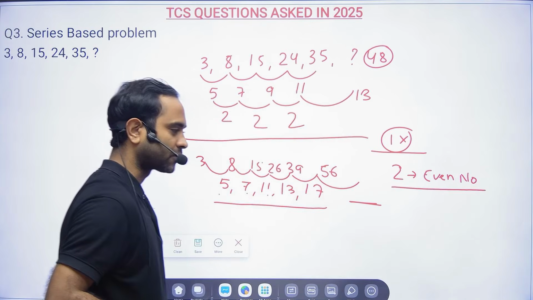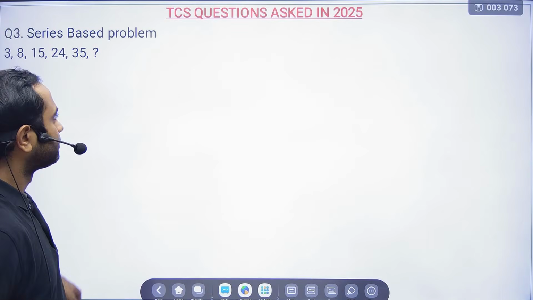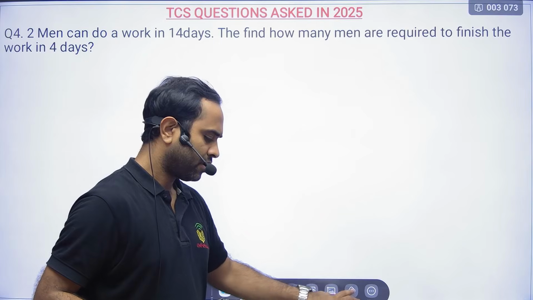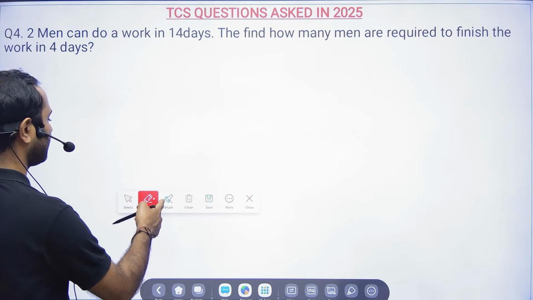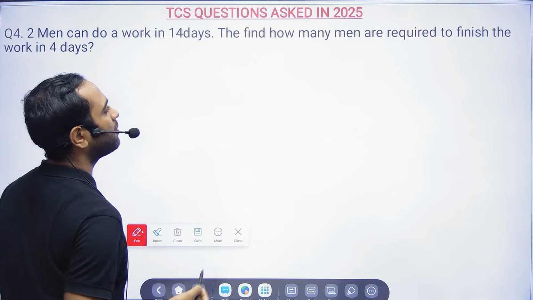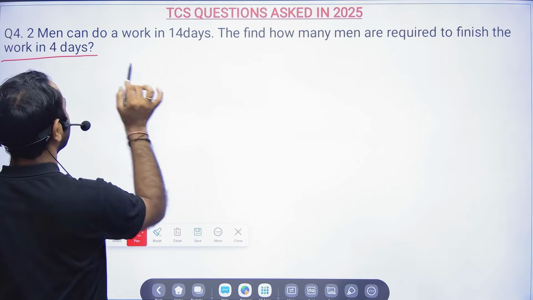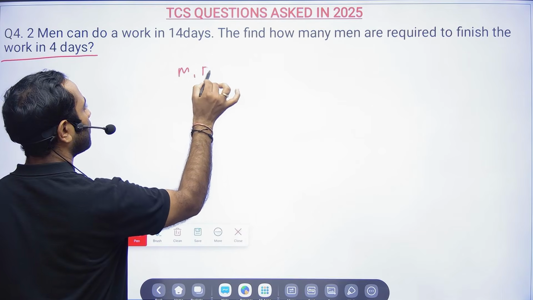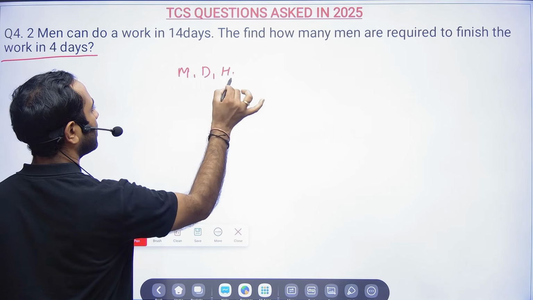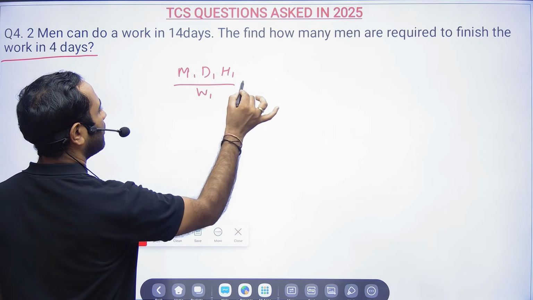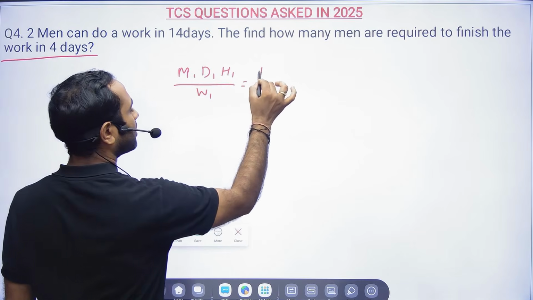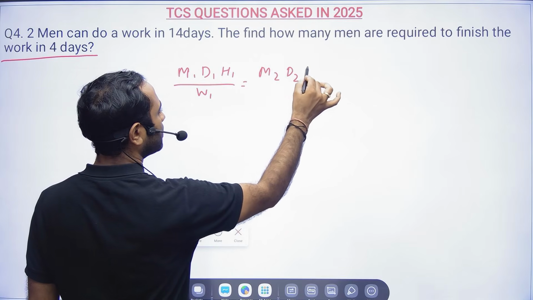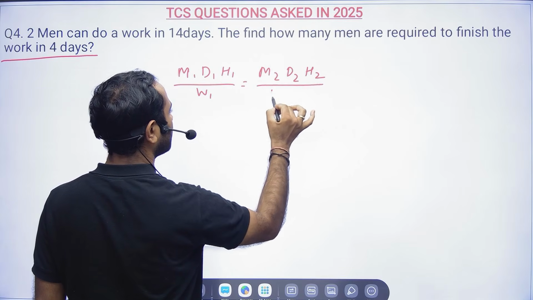Correct? Okay, cool. Next question: 2 men can do a work in 14 days. Then find how many men are required to finish the work in 4 days. Friends, there is a formula: M1 D1 H1 by W1 equals M2 D2 H2 divided by W2. We also call it the MDH masala trick.